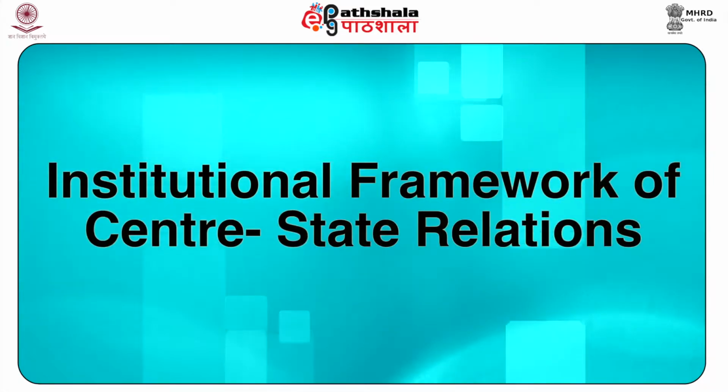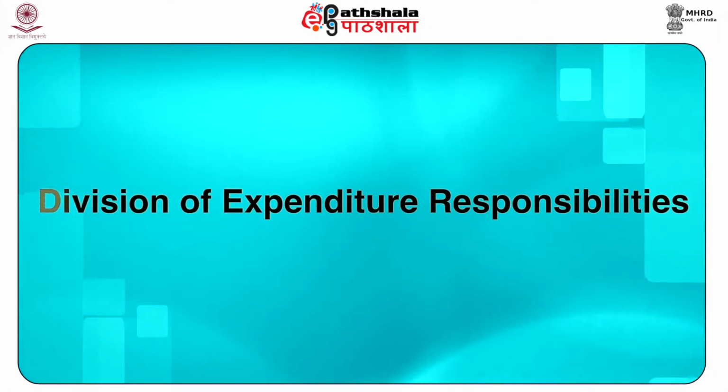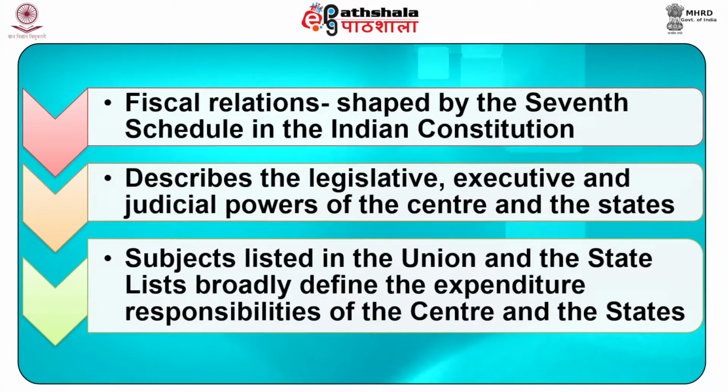Let us understand the institutional framework of center-state relations. First, division of expenditure responsibilities. Fiscal relations between the center and the states have been shaped by the 7th Schedule in the Indian Constitution. It describes the legislative, executive and judicial powers of the center and the states through the union, state and concurrent lists. The subjects listed in the union and the state lists broadly define the expenditure responsibilities of the center and the states respectively. They are as follows.